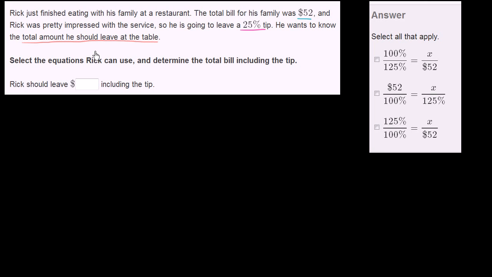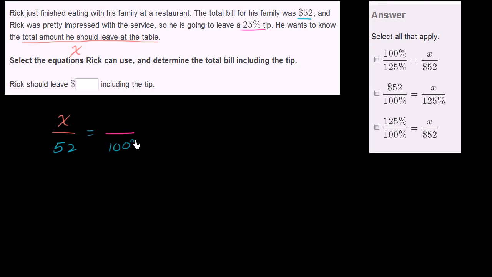So the unknown thing, the thing that we should figure out, is the total amount he should leave at the table. So let's just call that X. Now there's a couple of ways we could think about it. We could think about it as the ratio between the total amount he's going to pay and the actual bill. That should be the same thing as the ratio between the respective percentages. So you could view the actual amount of the bill as being 100%.